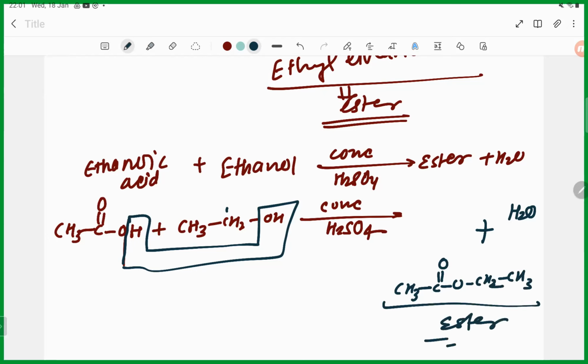Are you able to understand the reaction? Sir, sort of. I don't get how they just form water. If you are adding these two, acetic acid, ethanoic acid and ethanol, automatically it is going to form.